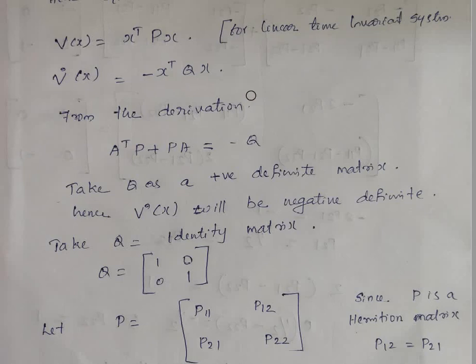So we know for asymptotic stability, v of x should be a positive definite function and v dash of x should be a negative definite function. And in the case of linear systems, if the origin is asymptotically stable, it is also asymptotically stable in the large. So here, from the derivation we will get A transpose P plus P A is equal to minus Q.